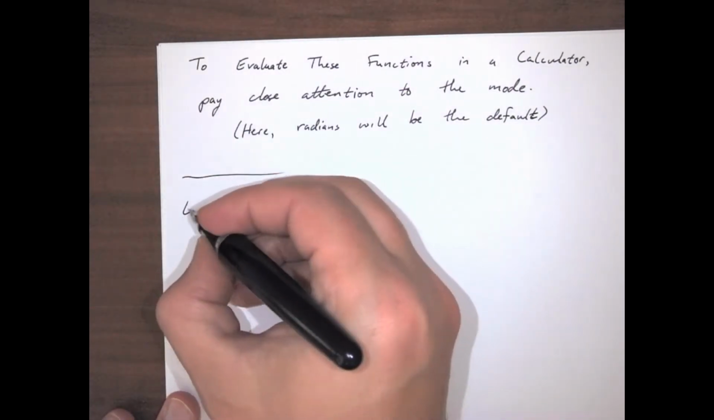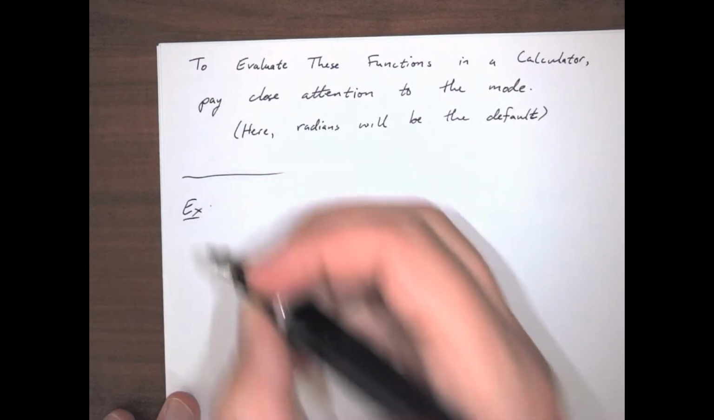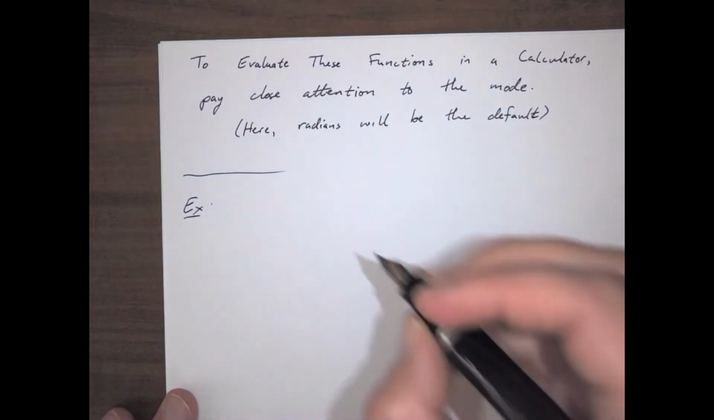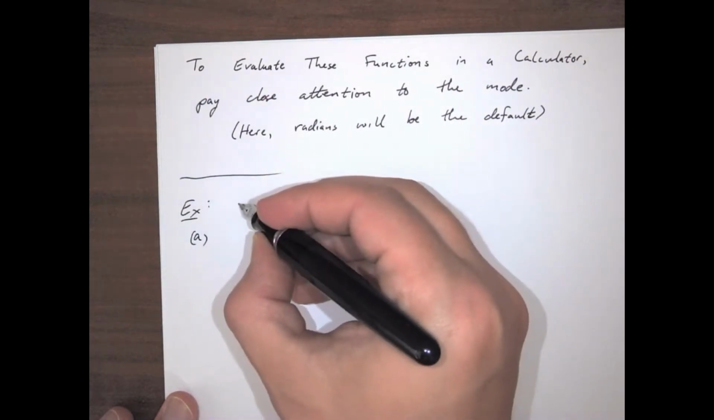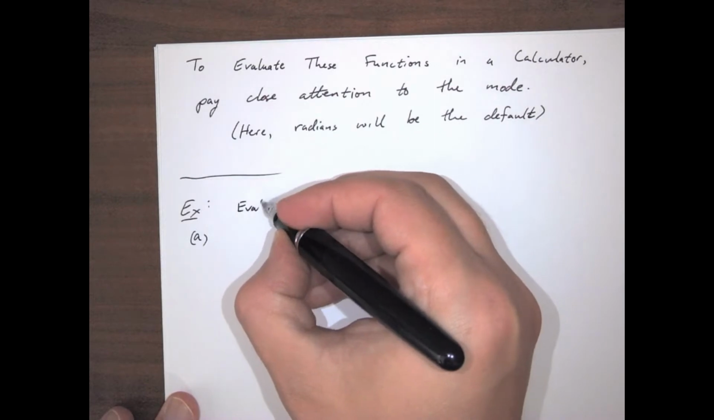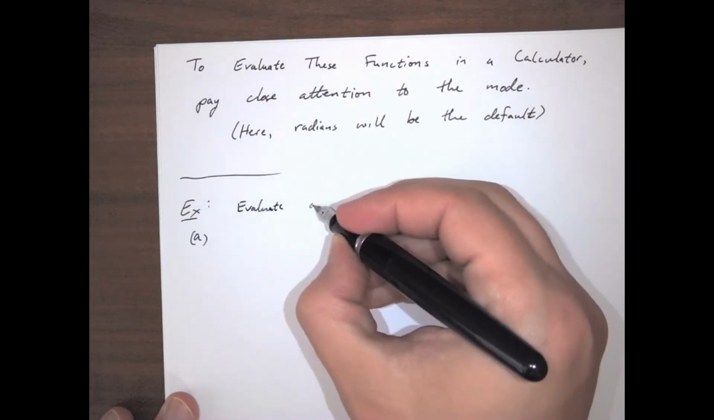So just as a quick example, let's say I wanted to evaluate something. Maybe I want to evaluate, so let's say evaluate and round to 2 decimal places.